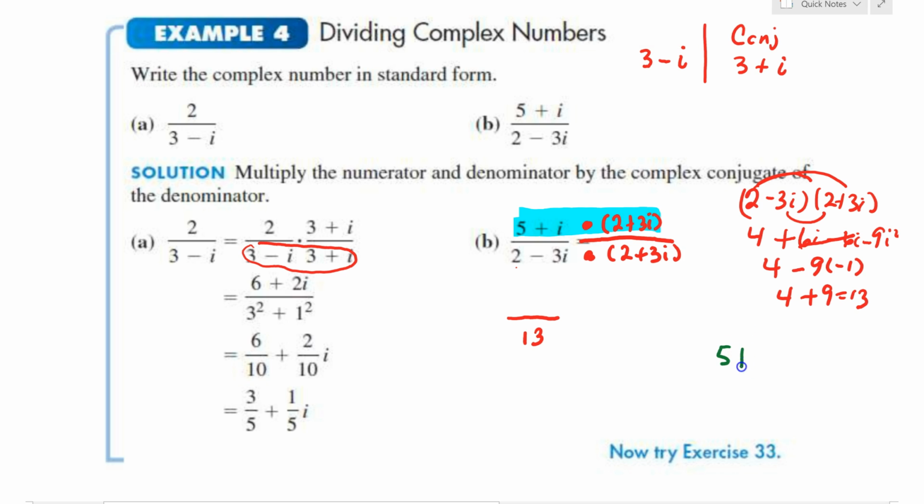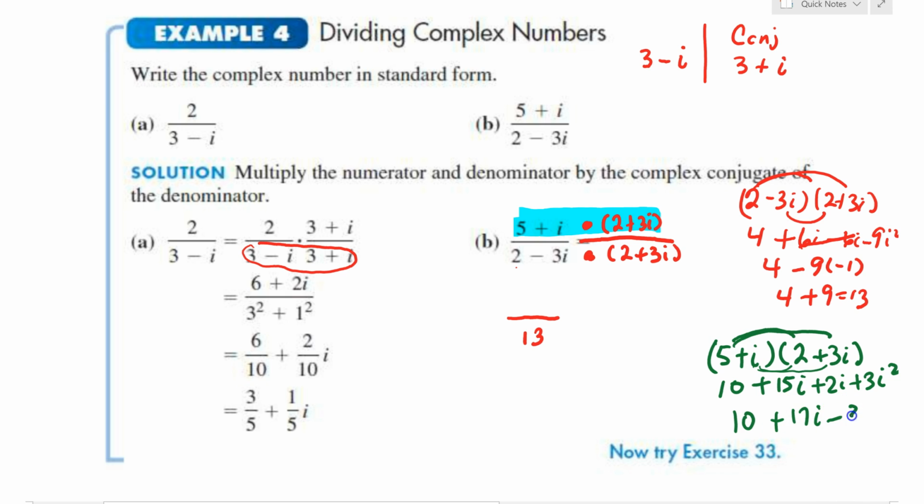So we have 5 plus i times 2 plus 3i. So we have 5 times 2 gives you 10. 5 times 3 gives you 15i. And then we have i times 2, which gives you 2i. And then we have plus 3i squared, because i times 3i gives you 3i squared. So we have 5 times 2 is 10. 5 times 3i gives you 15i. i times 2 is 2i. i times 3 gives you 3i squared. So we have 10 plus 17i minus 3. So you should have 7 plus 17i in the numerator.